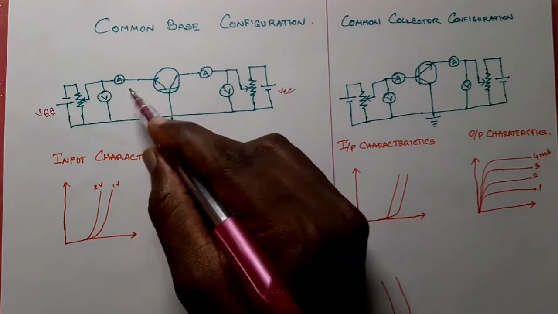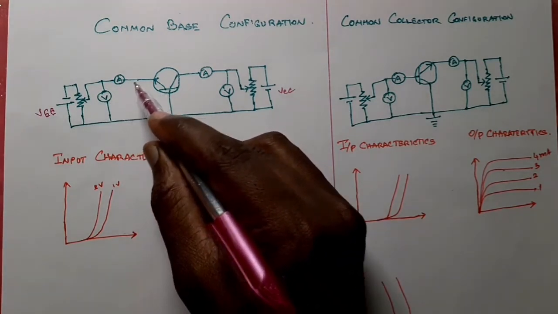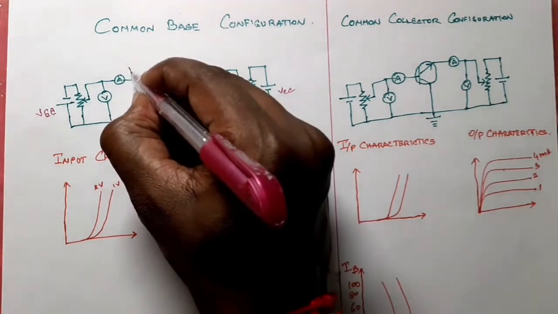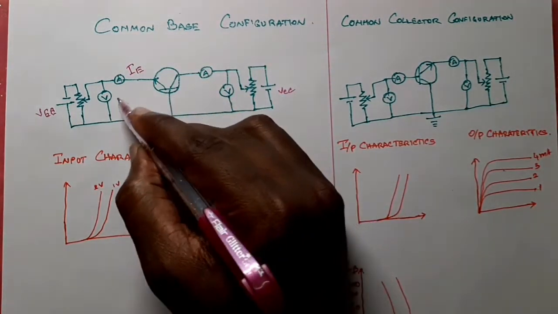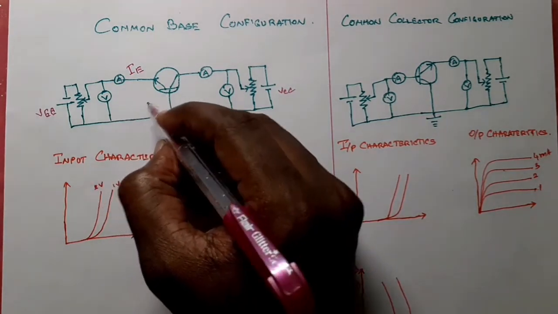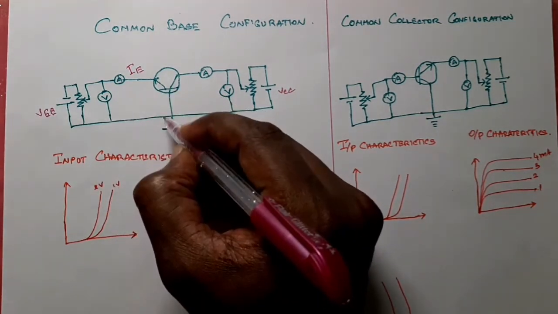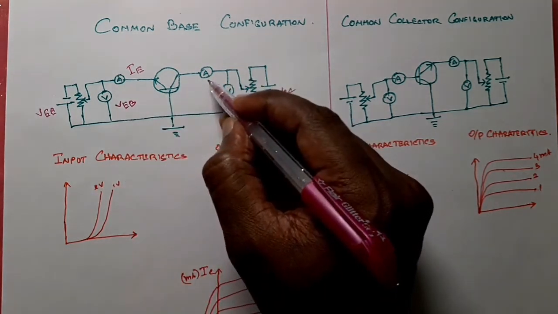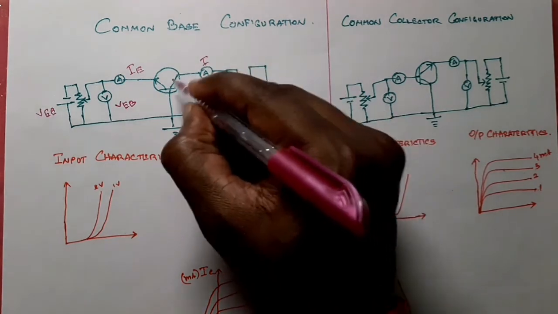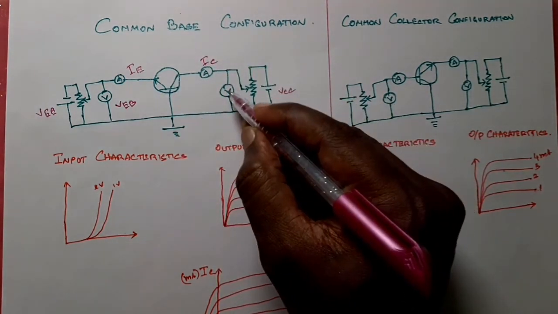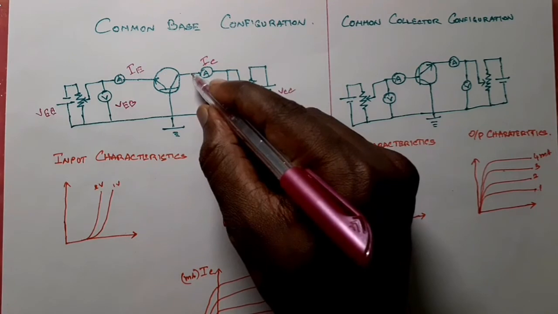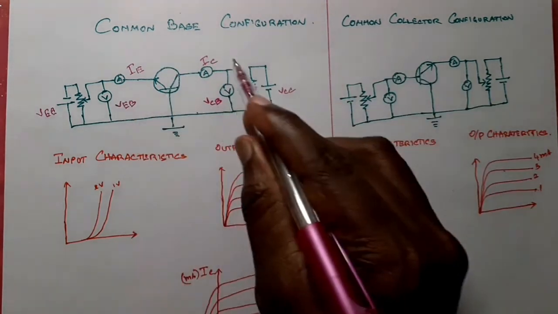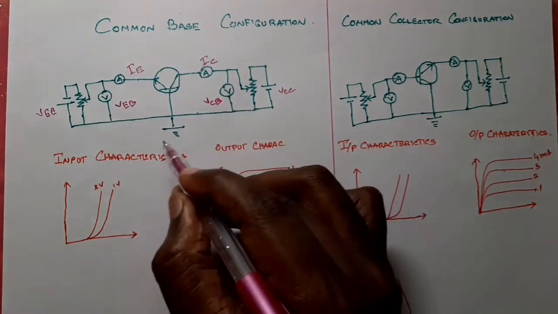Then what is the parameter of this ammeter? It is connected to the emitter, so it is IE. What about this voltmeter? It is connected between the emitter and the base, so this is VEB. This ammeter is connected with the collector, so this is IC. This voltmeter is between the collector and the base, so VCB. This is how you first do the parameter variation.